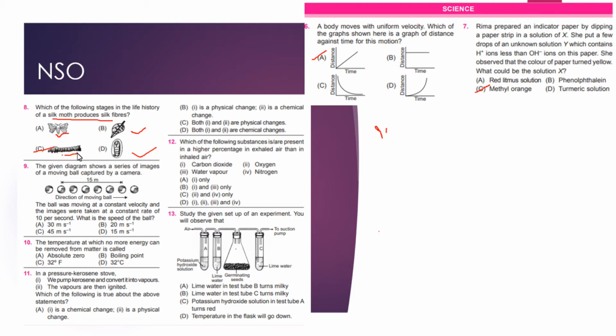Next, the given diagram shows a series of images of a moving ball captured by a camera. The ball was moving at a constant velocity and the images were taken at a constant rate of 10 per second. What is the speed of the ball? Just visualize the thing. Distance is given as 15 meters, and the images are 10 per second. What do you mean by 10 per second? Just visualize the situation. 10 balls are moving per second. What is the speed of the ball?